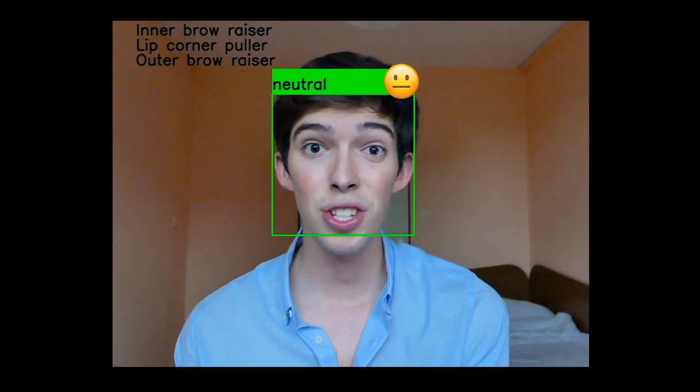Besides, the fact that these emotions are predicted using action units makes this application very easy to extend, as all you need to do for the app to recognize further emotions is to add a few data points to the neighborhood corresponding to the action units active in them.